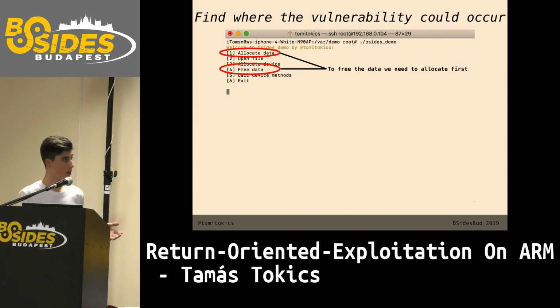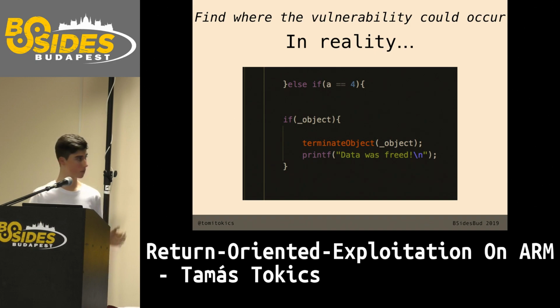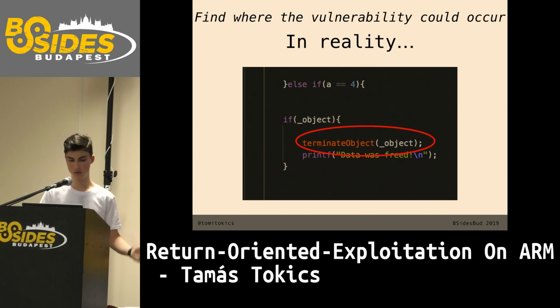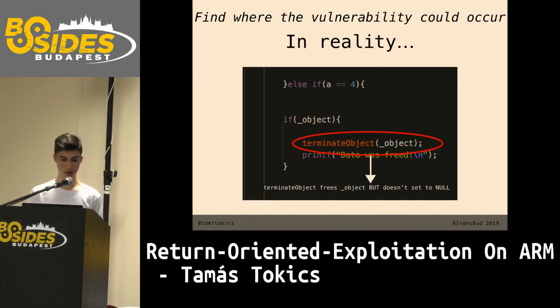Now to free the data, we need to allocate first. If we don't do this, we might end up in a double free. In theory, option number 4 only frees the data we entered by option number 1. But in reality, there is a check here. If the object is not null, then it calls a function called terminate object, and it passes the object as an argument. And terminate object simply frees the struct. So now we know where the vulnerability is, because it's a use after free. The terminate object frees the object, but it doesn't set it to null.